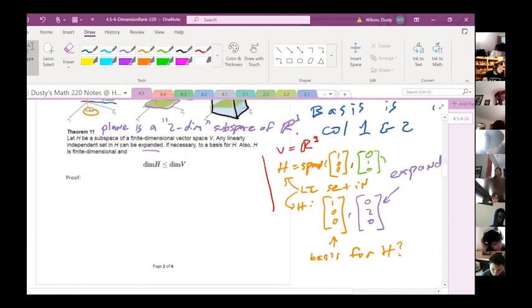So let's look at our proof. So our theorem, let H be a subspace of a finite dimensional vector space V. Any linearly independent set in H can be expanded, add the purple ones, if necessary, to a basis for H. Also, H is finite dimensional and the dimension of H is less than or equal to that of V. So here's our claim. So for our proof, we need to address a couple of different cases. So the first case we have to address is what if our space is really trivial? So case one is what if H is just the zero vector?